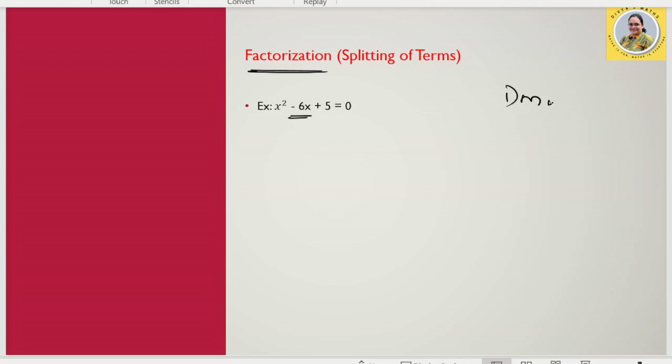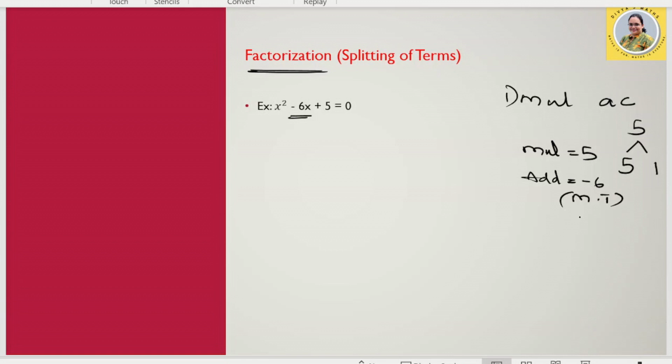So you will multiply a and c. A is nothing but the coefficient of x square and c is the constant term. So here, 1 into 5 is 5. The next step is you will find all the possible factors of 5. In this case, you will have 5 and 1. Now, if you multiply them, you need to get 5, and if you add them, you need to get minus 6, which is your middle term.